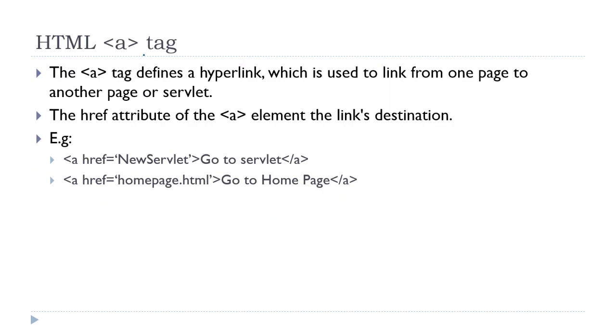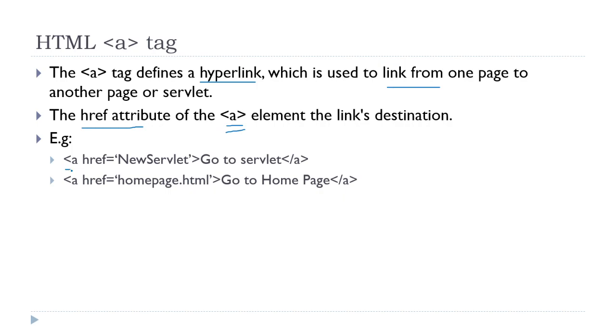The HTML anchor tag is used to define a hyperlink, and this hyperlink contains the link from one page to another page or another servlet, and when we click on that hyperlink it will take us to the new page. The destination URL is described in the href attribute of the a tag. So this is the syntax.